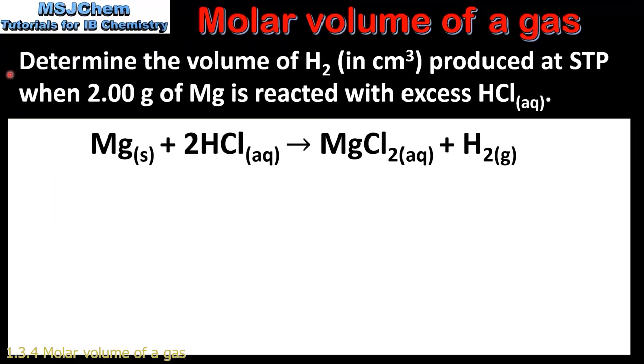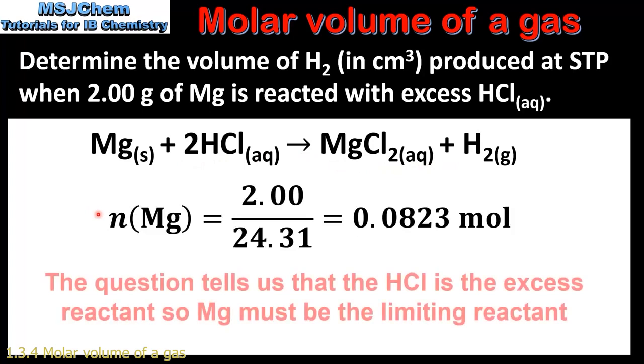In the last example, we'll determine the volume of hydrogen in centimeters cubed produced at STP when 2 grams of magnesium is reacted with excess hydrochloric acid. So here we have the balanced equation for the reaction. Magnesium reacts with hydrochloric acid to produce magnesium chloride and hydrogen gas. The first step is to determine the amount in moles of magnesium. To do this, we divide the mass of magnesium by the molar mass, which gives us 0.0823 moles.